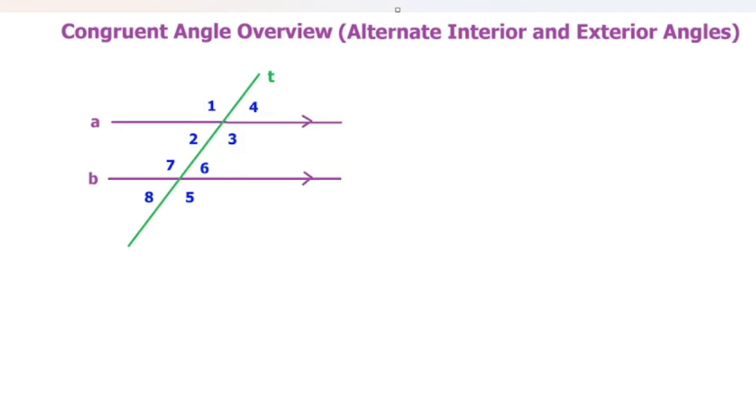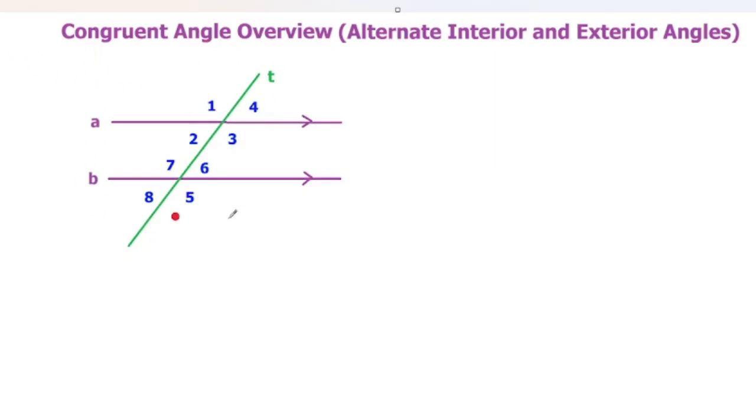In today's video, I'm going to teach you about congruent angles, and specifically in this video, I will teach you about alternate interior and exterior angles, okay? That's the title of this lesson today.